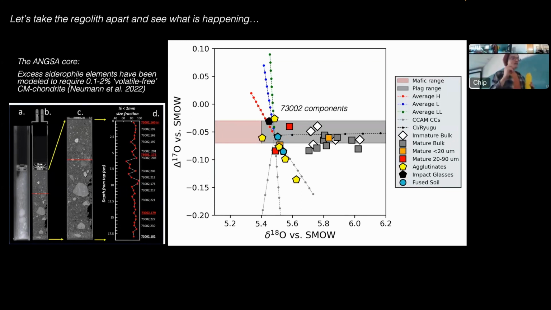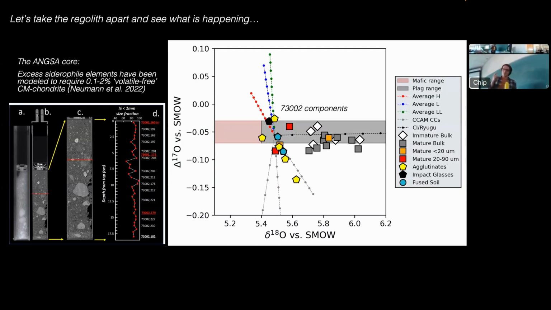And what we can see here is that we have a diversity of chondritic impactors within the agglutinated objects and the impact glass that is largely diluted in the bulk regolith present there. So what we're identifying is a CCAM-like impactor present in the individual impacted objects in the regolith. And this is consistent with trace element modeling by Mason-Newman showing that the excesses in siderophile elements are also related to a CM chondrite-like impactor.